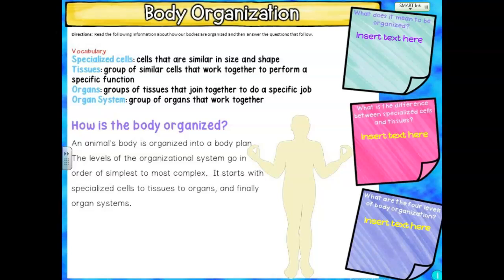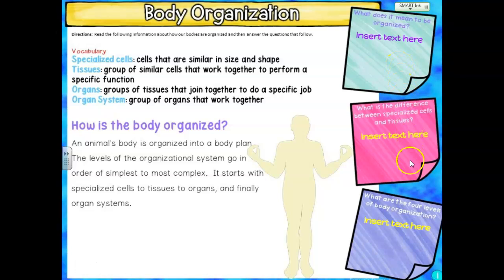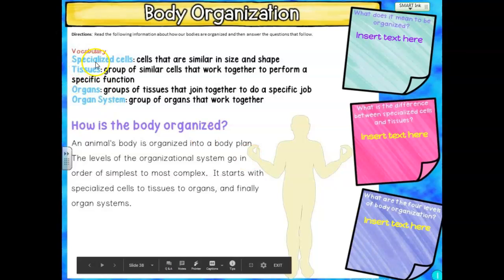So the first sticky note says, what does it mean to be organized? It's kind of like your own perception of what you think it means to be organized. What's the difference between a specialized cell and a tissue? Well, look at your vocab. A specialized cell are cells in similar shape and size, and tissues are groups of many similar cells that will work together to make a specific function. And then the third sticky note, what are the 4 levels of organization? They're right here. Specialized cell, tissue, to organ, and then it creates your organ systems.